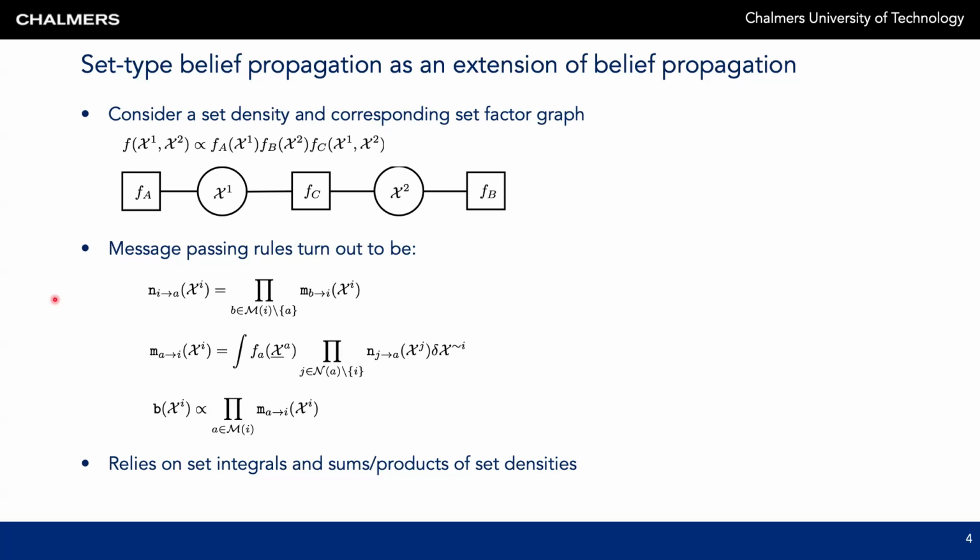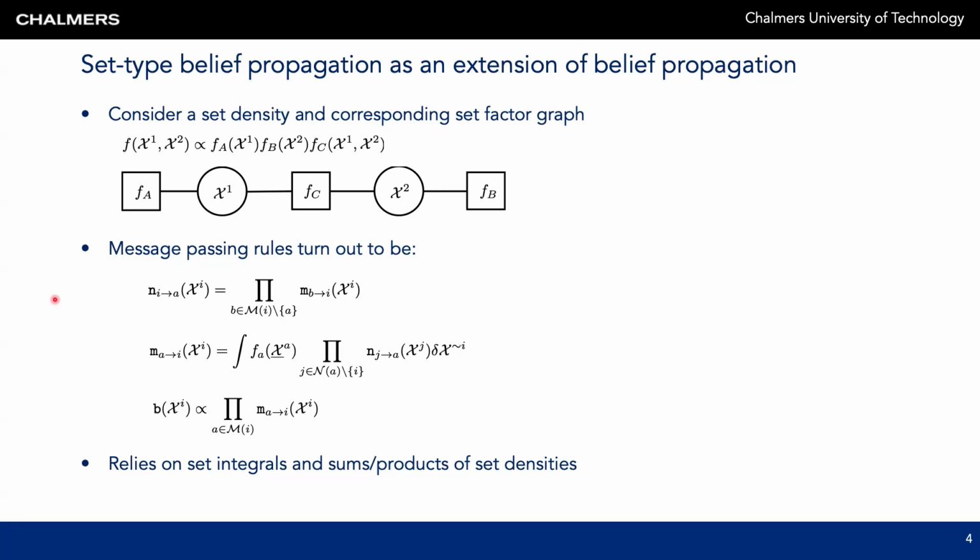Set-type belief propagation extends conventional belief propagation to operate over set densities instead of vector densities. In this method, we consider a set density, its factorization, and a corresponding set vector graph. An example involving two sets and three factors is shown in the figure. This example could, for instance, relate to the change over time of a set, where Fa is a prior, Fc is a set transition density, and Fb is a set likelihood function.